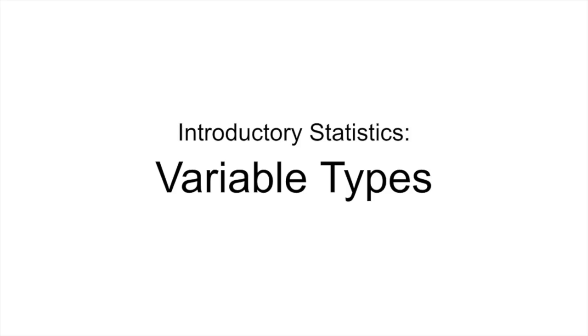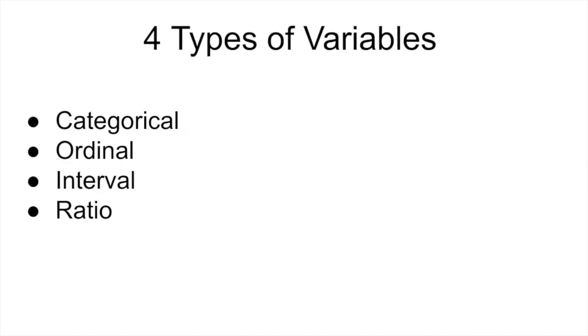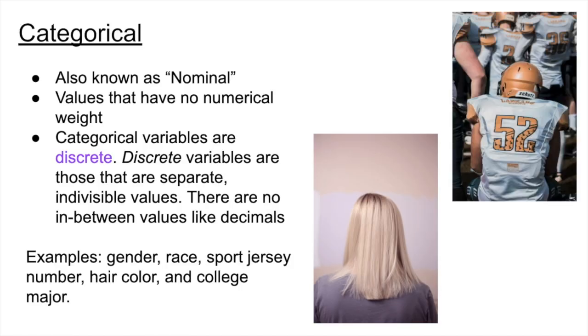Guys, in today's video we are going to be covering the different variable types. Let's begin. The four types of variables are categorical, ordinal, interval, and ratio. Let's take a look at categorical variables.